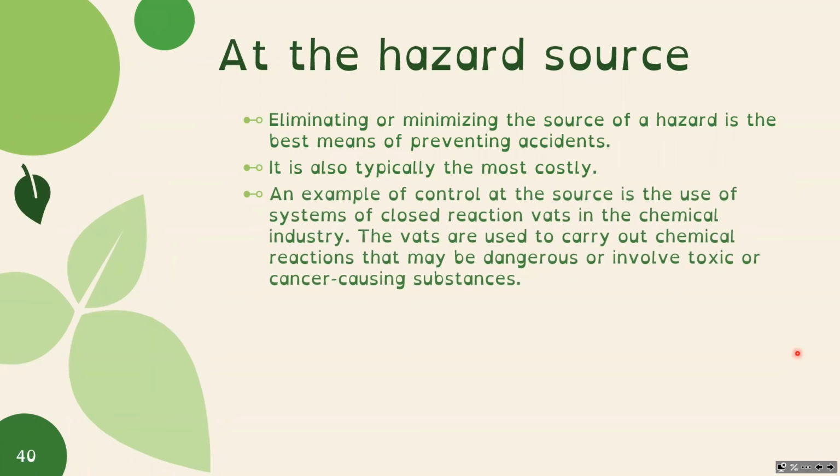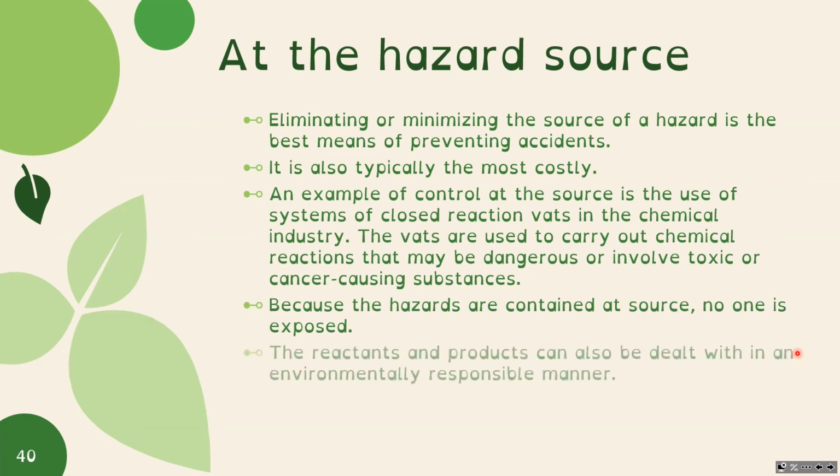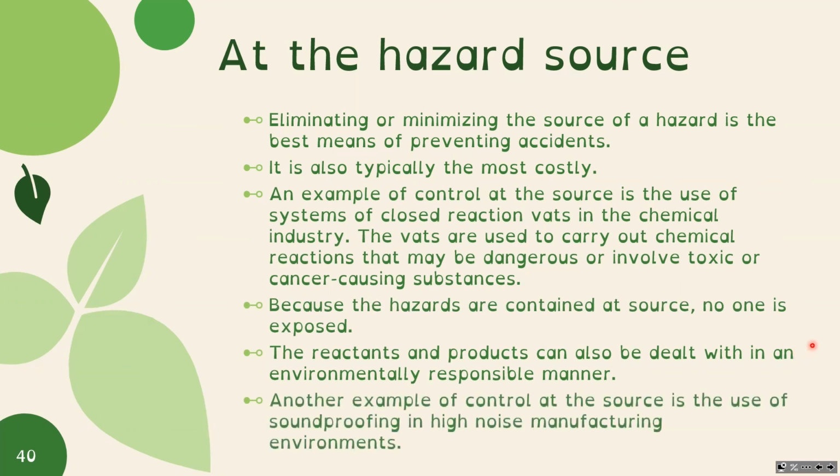So an example of control at the source is the use of systems of closed reaction vats in the chemical industry. The vats are used to carry out chemical reactions that may be dangerous or involve toxic or cancer-causing substances. Because the hazards are contained at source, no one is exposed. The reactants and products can also be dealt with in an environmentally responsible manner.